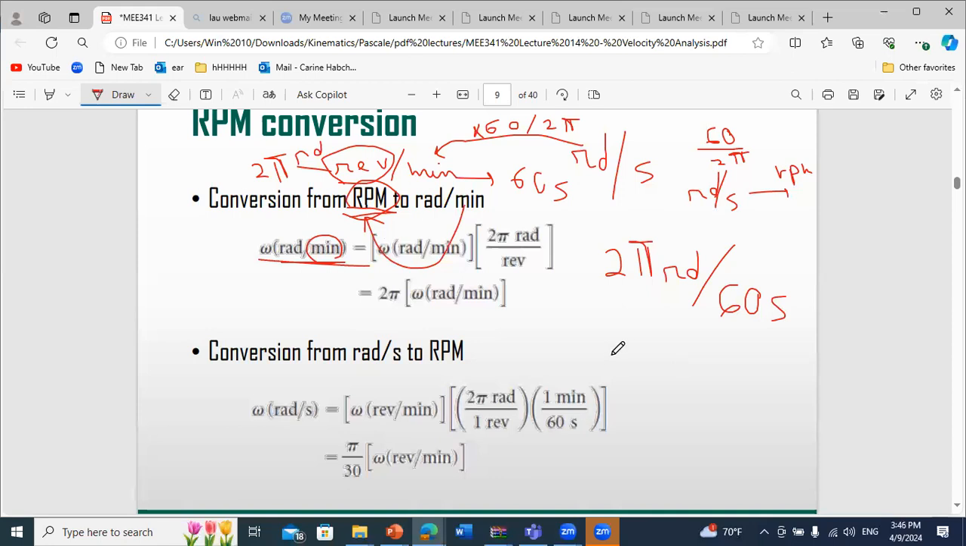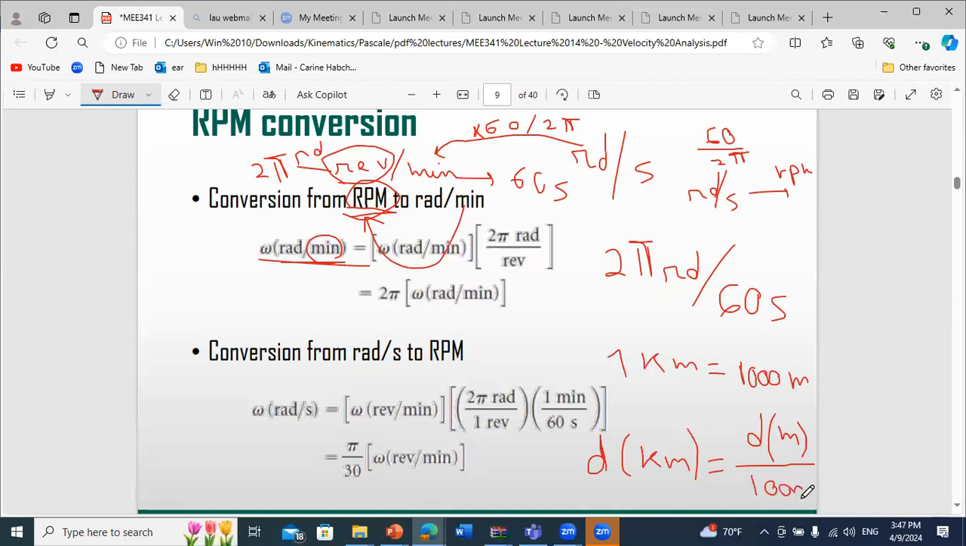For example, if I tell you 1 kilometer is equal to 1,000 meters, this is the conversion between kilometer and meter. But now if I tell you the value of a distance in kilometers, it is equal to the value of the distance in meters divided by 1,000. So always the relation here is opposite to the conversion factor.